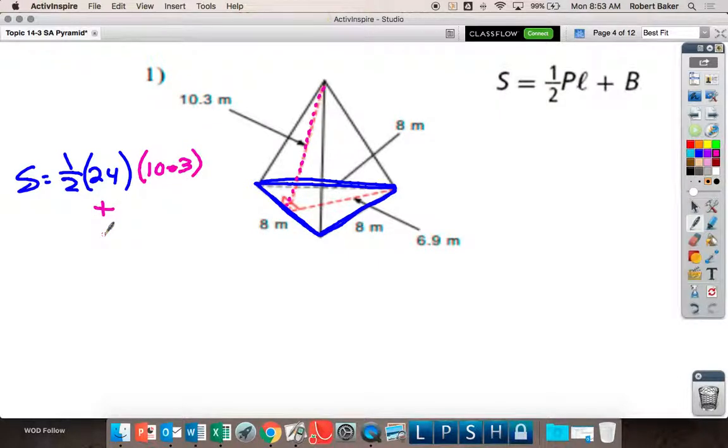Plus the area of the base. So I have to find the area of this triangle. How do you find the area of the triangle? 1/2 times the base times the height. So all the information is there. Here's your base right here, 8. And here's the height of this triangle right here, 6.9.